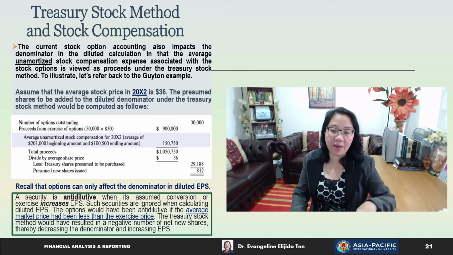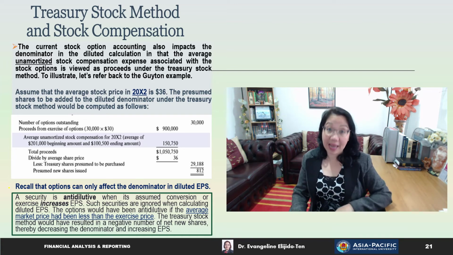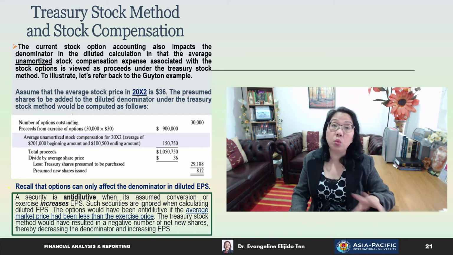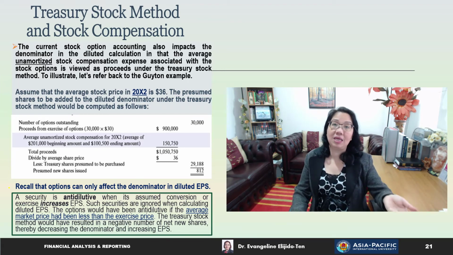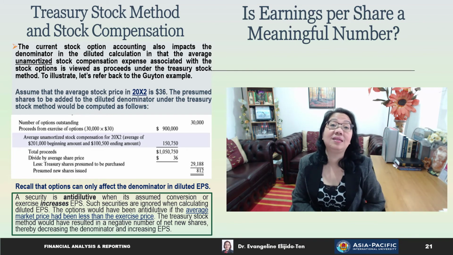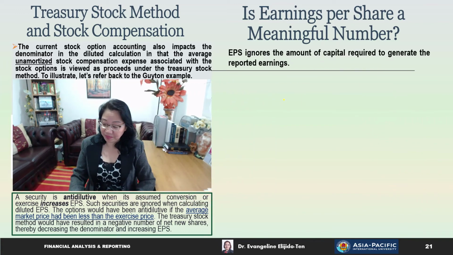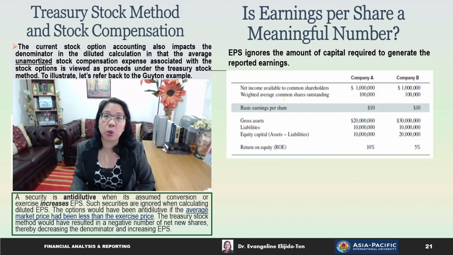So the options would have been anti-dilutive if the average market price had been less than the exercise price. The treasury stock method would have resulted in a negative number of net new shares, thereby decreasing the denominator and increasing EPS. Having calculated the basic and diluted EPS, the question now is, is EPS a meaningful number? EPS ignores the amount of capital required to generate reported earnings.